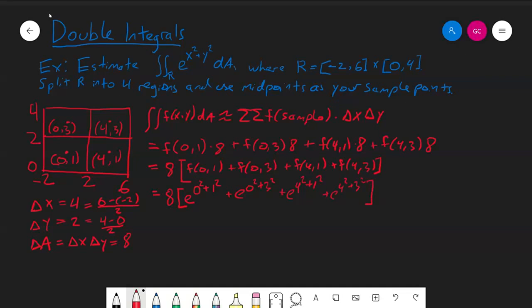Well, in this case, our answer is just going to have some e's in it, and that's fine. Right, so this is going to be e to the first, and then e to the 9th, and then e to the 17th, and finally e to the 25th. And well, it doesn't get much simpler than that. So there we go. That's the approximate value of this double integral over that rectangle.